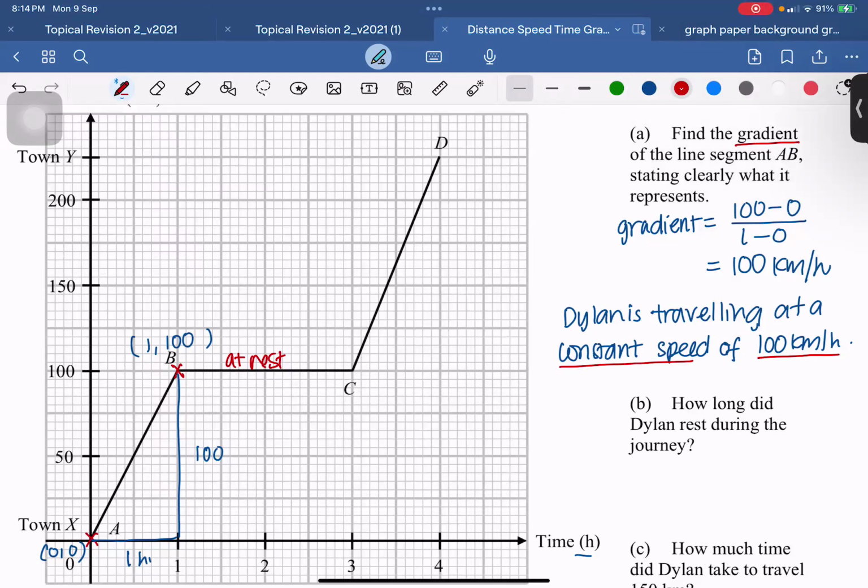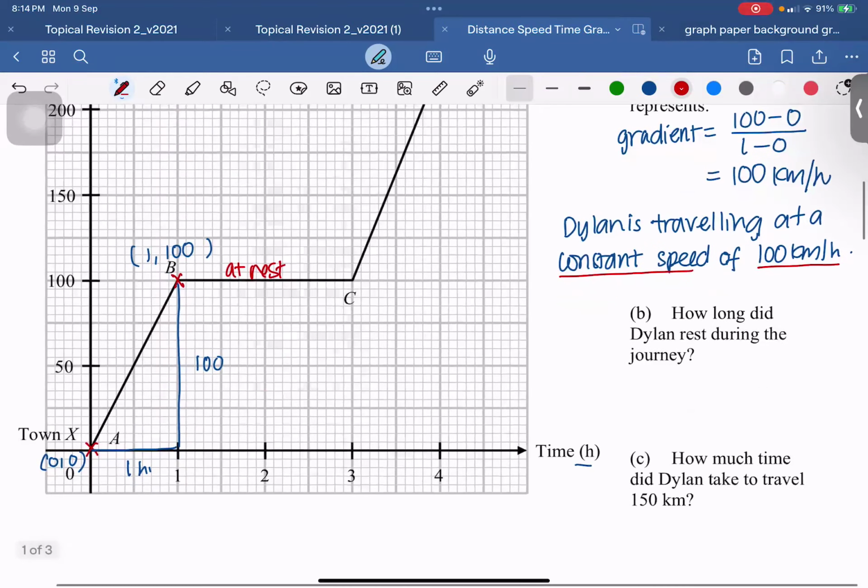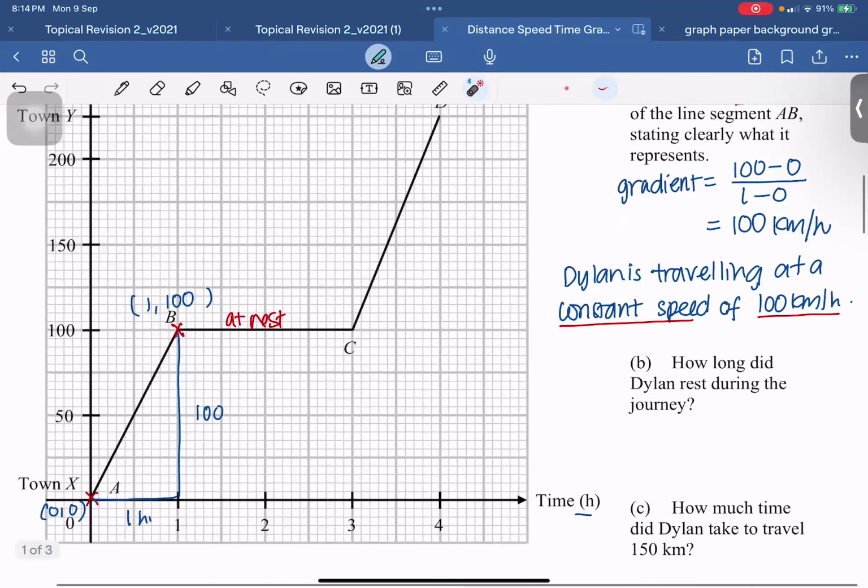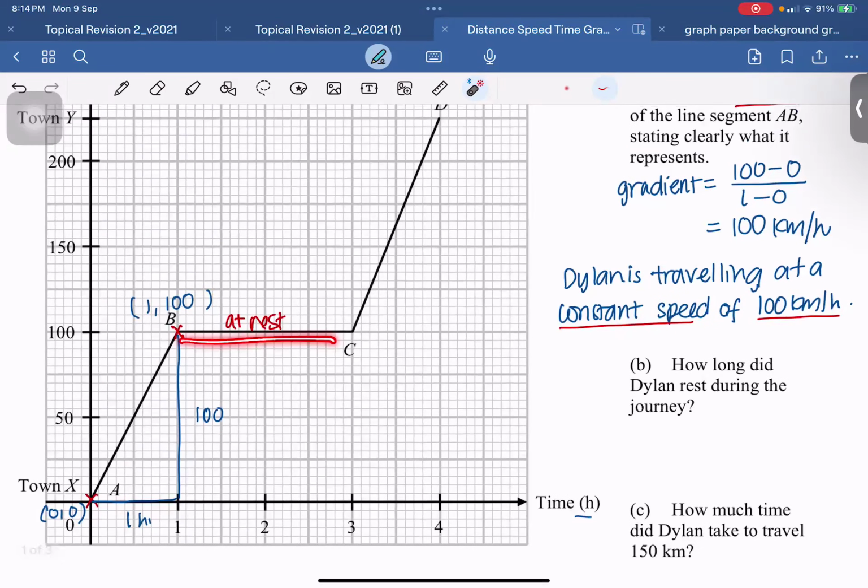Next one, how long did Dylan rest during the journey? Where's the portion that he rested? A to B, B to C, or C to D? B to C, right? So what is the time? 3 hours. Is it 3 hours, sure?